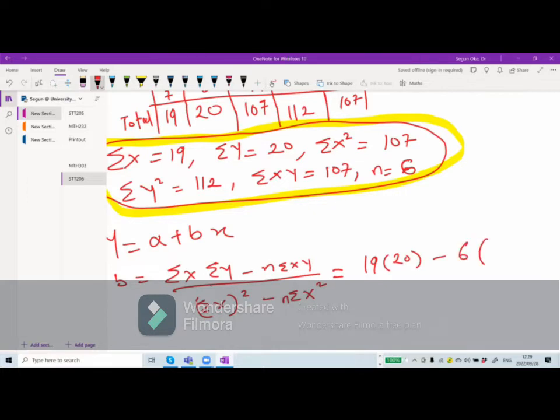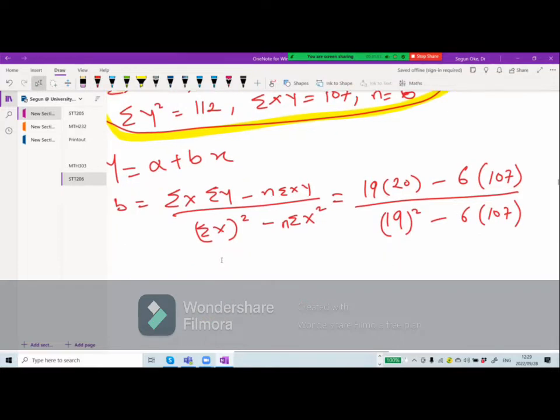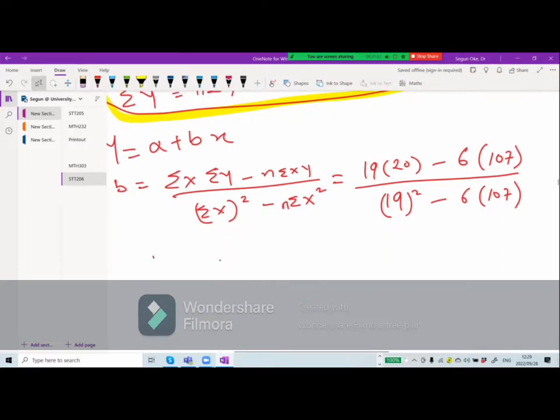6 in bracket. What is summation XY? 107, divided by summation X all squared, 19 all squared, minus 6 in bracket, summation X squared, 107. So they are just the same. It's not all the time that they're the same. Please punch your calculator and give me the B. What is the B?